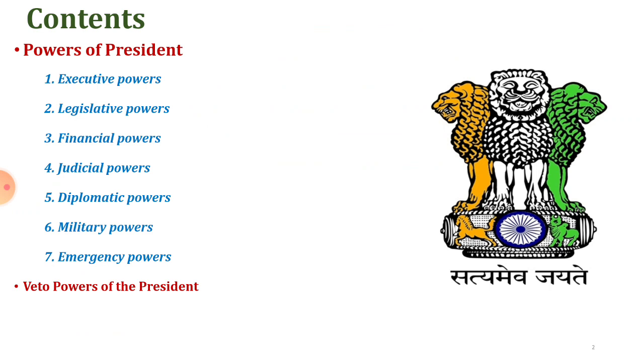Powers of the president include the executive power, legislative power, financial power, judicial power, diplomatic power, military power, and the emergency power. Along with that, one more power that the president has is the veto power of the president. So let us see each and every power in detail.